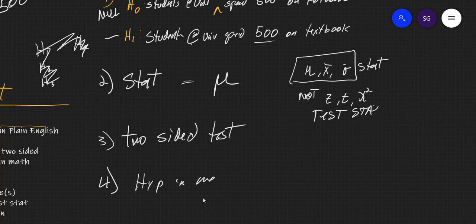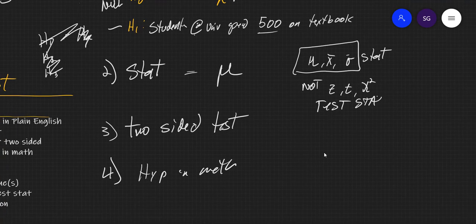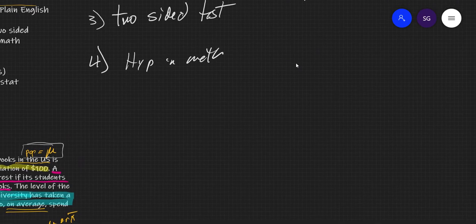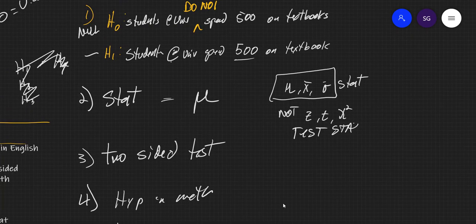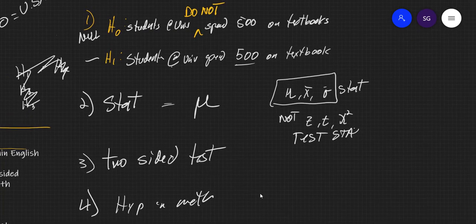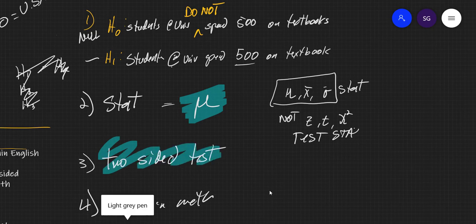Okay. Number 4, hypothesis in math. And when I say you should be working on this, I mean you should be writing these things out every single time. So when you get to number 4, you should have a list of this stuff, and then you write out your hypotheses, but this time it's in math. If you look at the previous steps 1, 2, 3, you see that we're going to use a mu. You see that we have a two-sided test, which means equals, right? And we also know that we're going to use these 500s up here.